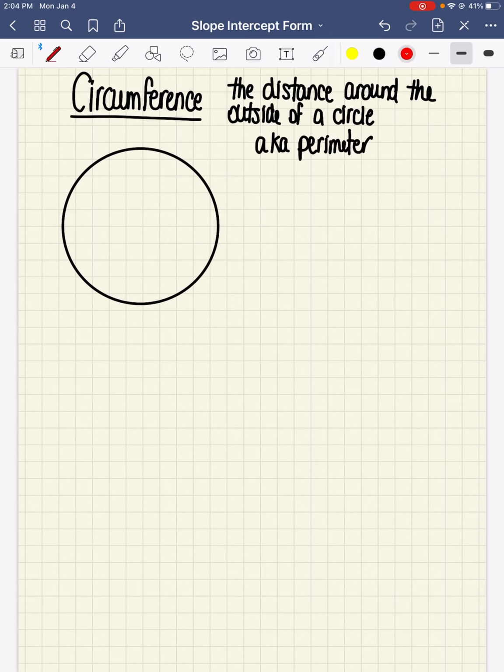To go back and review from yesterday, if we are going from one outside point to another outside point crossing through the center, that is our diameter. If we are going from a center point to any outside point on our circle, that is our radius. And around the outside of your circle is going to be your circumference. All right.